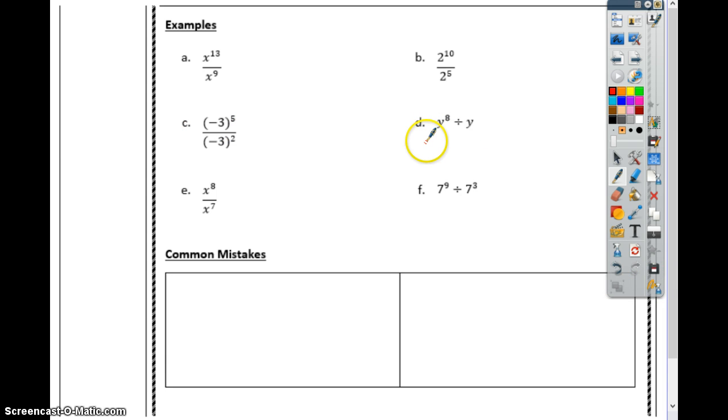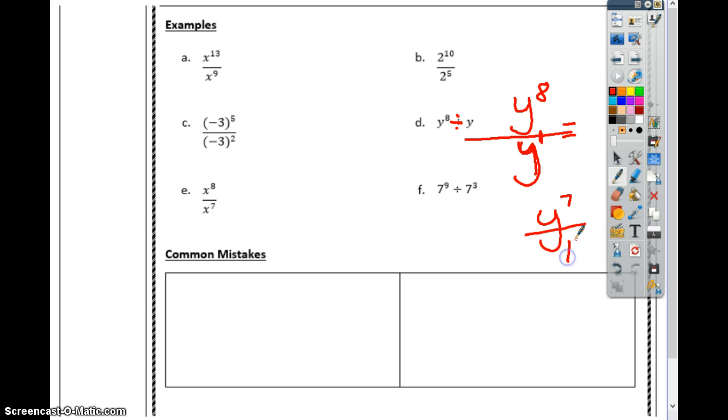Now this is just written differently. It's y to the 8th divided by y. Simplify and hold up your answer. How many exponents here on this y? 1. Don't forget that. So 8 minus 1 is 7. So we have y to the 7th power over 1, which equals just y to the 7th.